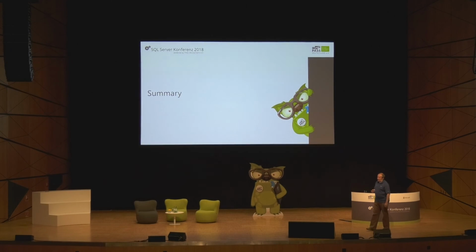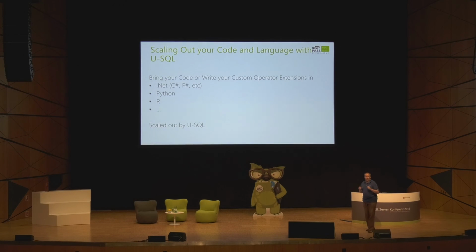So to summarize, I think you have seen now that you can very easily bring your own code. You write a thin wrapper around your code in one case that allows you to make that code fit into our model of providing data in and data out. And then you apply that to do your custom processing. That code can be in any .NET language. It can be Python. It can be R. And we are looking at other languages.